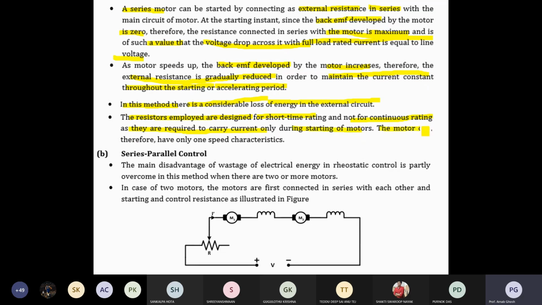The motor can therefore have only one speed characteristic. Okay, so all the motors can participate, and you will get the common speed-torque characteristics. Parallel operation means the speed-torque characteristics may be shifted in the domain, but at the end of the day you will get the resultant speed-torque or speed-current characteristics. Okay, so that's the way of controlling the motor in rheostatic braking.